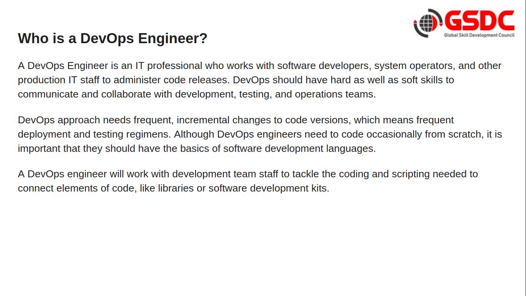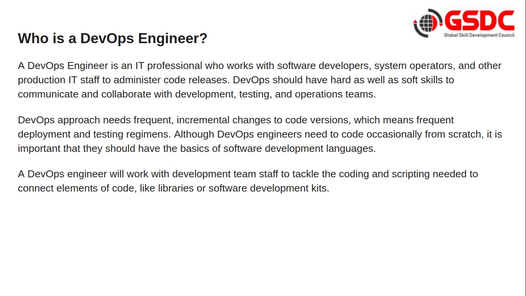Now, typically, let's see what responsibilities or roles a DevOps engineer has. The DevOps engineer works with developers, operators, and other production IT staff to administer the code releases. So a DevOps person should have soft skills as well as good communication skills, so that they can easily interact with the developer as well as the operations team, and collaborate across development, testing and operations.